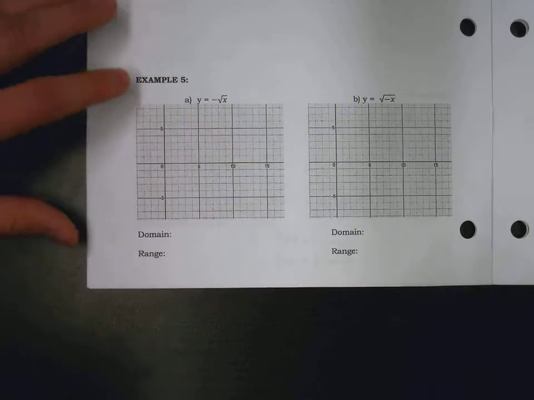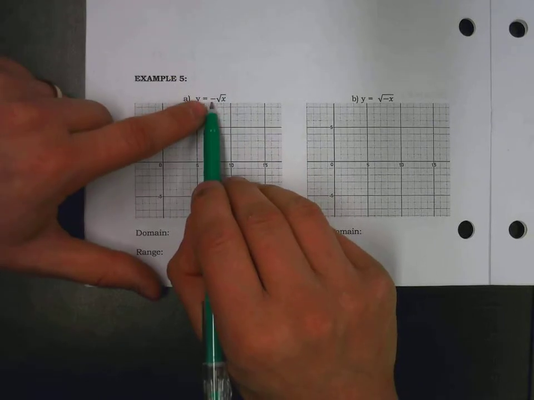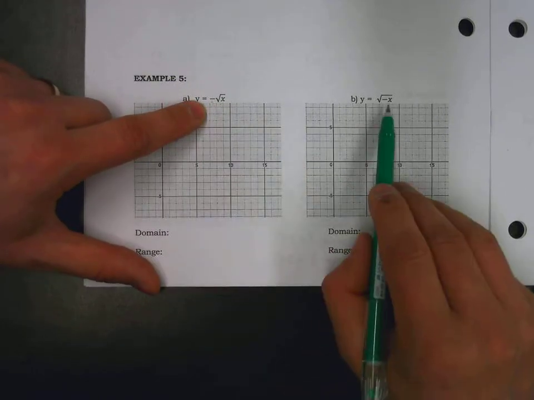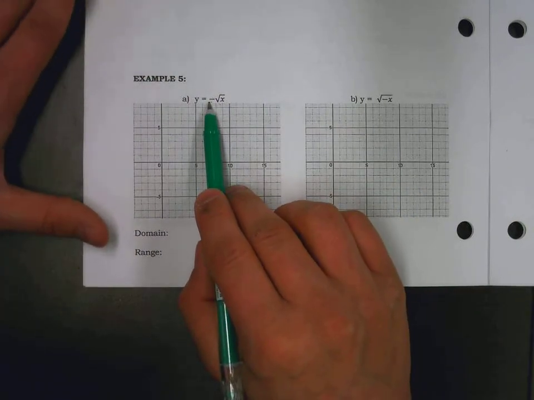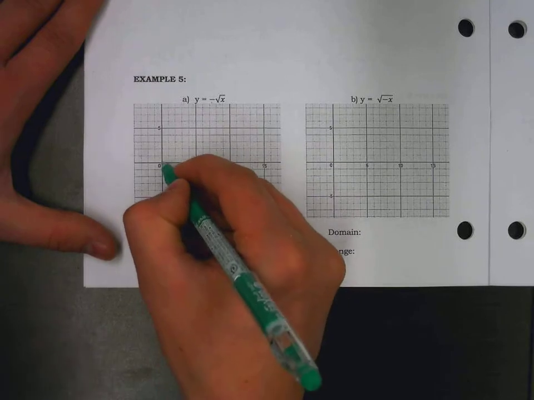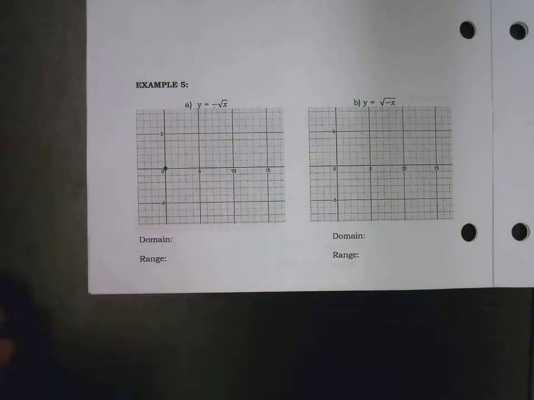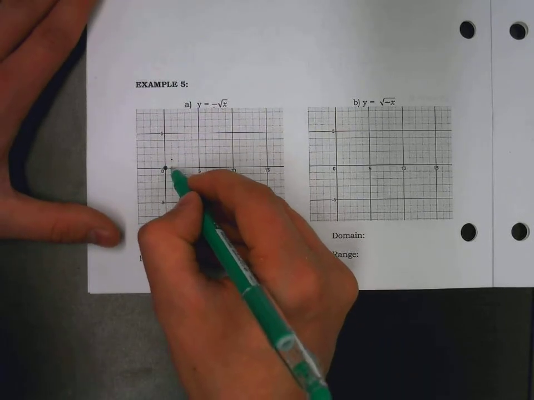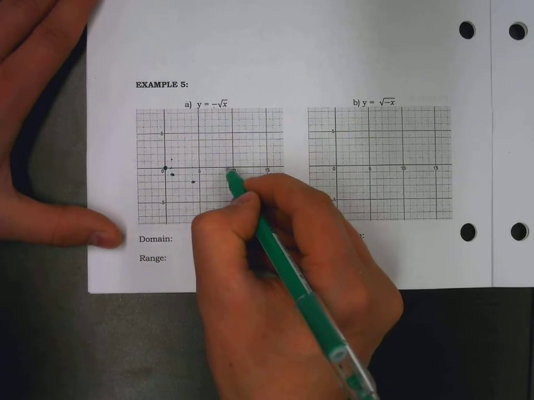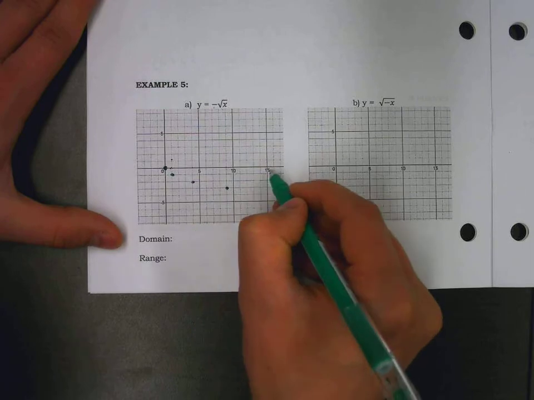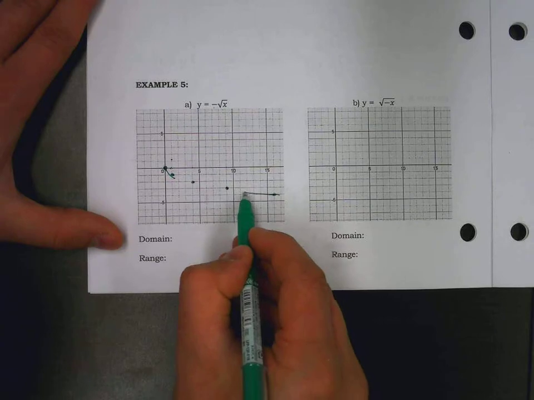In example 5, which skips example 4, of course, looks like there's a negative in front of the x value versus a negative under the x value. In front of the square root of x is a vertical flip, so we're required to do the exact same square root of x shape, but everything should be flipped to the bottom side. So the (1, 1) is flipped to a (1, negative 1), (4, negative 2), (9, negative 3), (16, negative 4). And a smooth curve connecting all the dots.